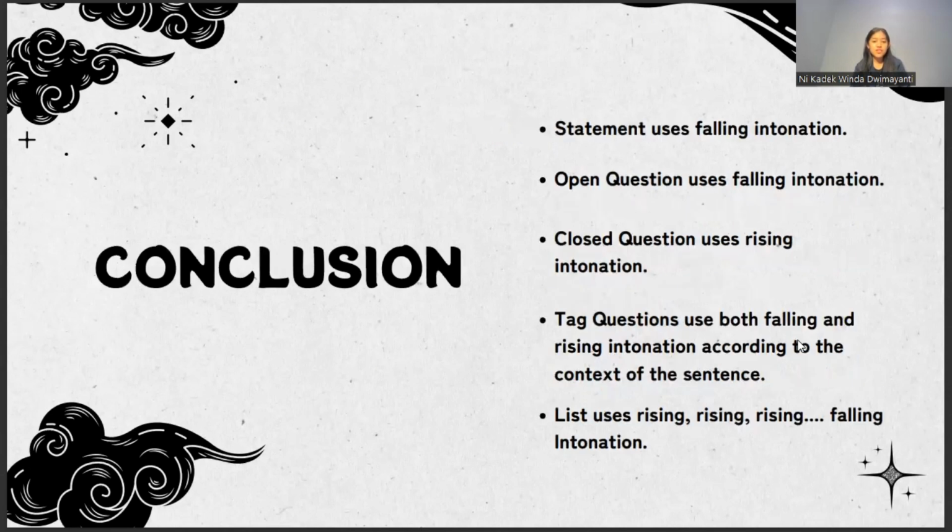Let me conclude my explanation. The first is statement sentence uses falling intonation. Number two, open question uses falling intonation also. And number three, closed question uses rising intonation. And tag question uses both falling and rising intonation according to the context of the sentence. And the last, list uses rising, rising, rising, and falling intonation.